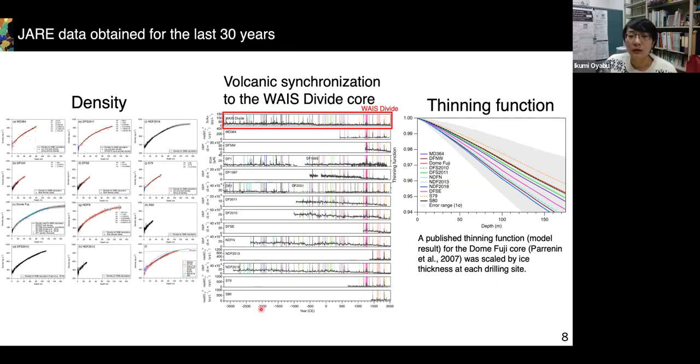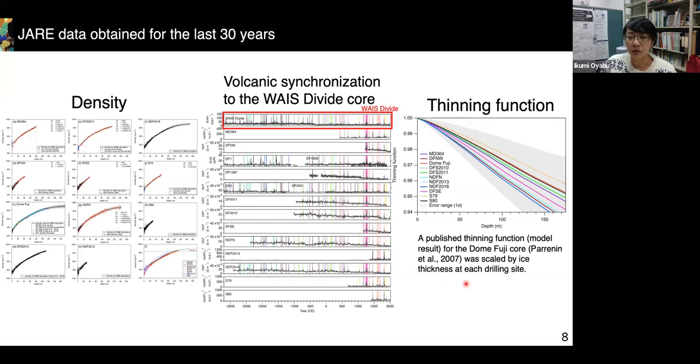For ice core dating, each ice core was synchronized to the West Divide core instead of using the year of volcanic eruption. The chronology of the West Divide core is one of the most precise chronologies in Antarctica. The volcanic eruption record before 1,000 common era is sparse, as I said, so it has been difficult to precisely date ice cores from low accumulation areas. But thanks to the West Divide core, we became able to date such ice cores more precisely than before.